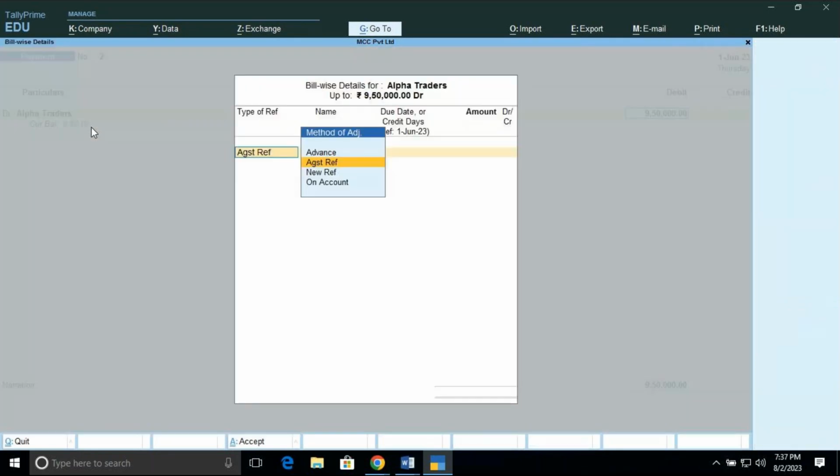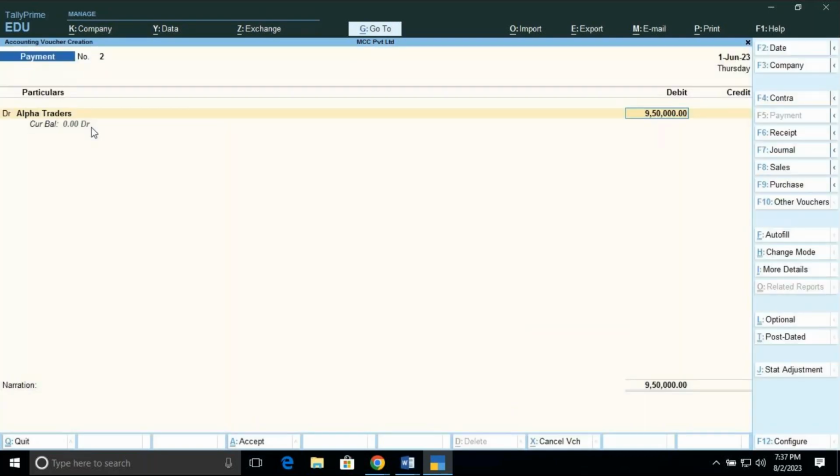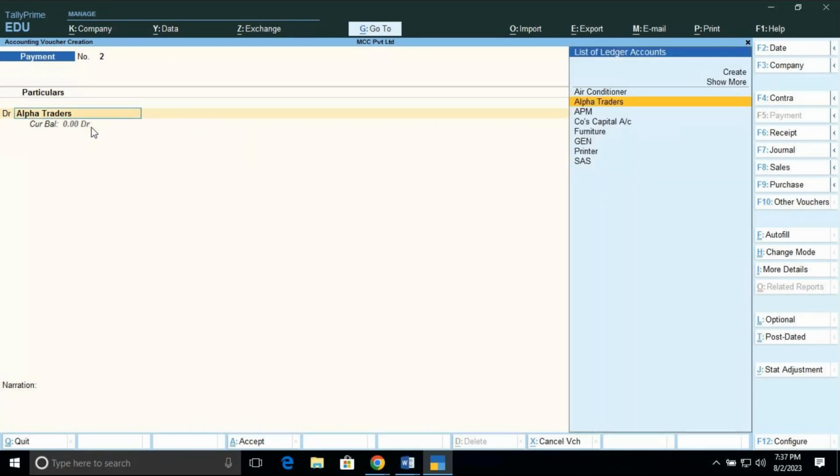Enter. Against reference. Here, I did not select against reference. Tally itself selected against reference. I can't say it is artificial intelligence, but this is how the system has been built. Now I am in a payment voucher and I have selected a party, a supplier, a creditor. How did Tally interpret this? This person is trying to adjust some existing due. That's how Tally interpreted it.